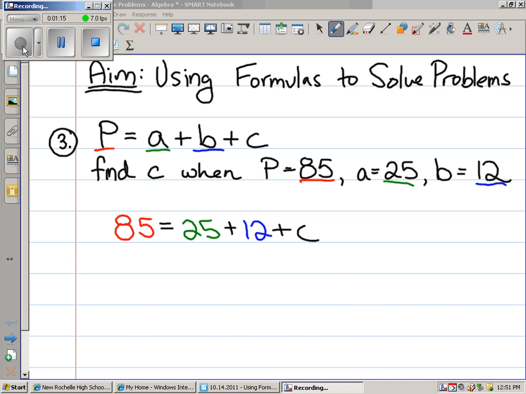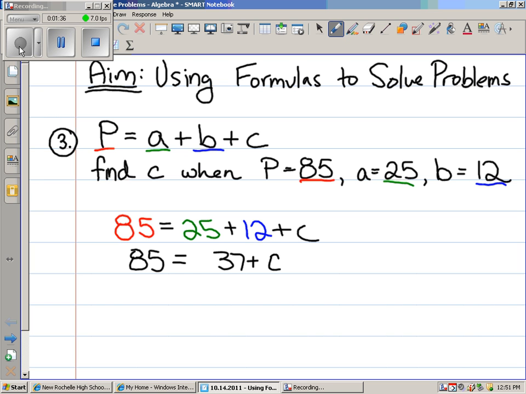Hakeem? Marlon? Yeah, you're the man, Marlon. This side just gets added because 25 and 12 are on the same side, so it's 37. Right? And so there you go. That's what you get. This is a C.